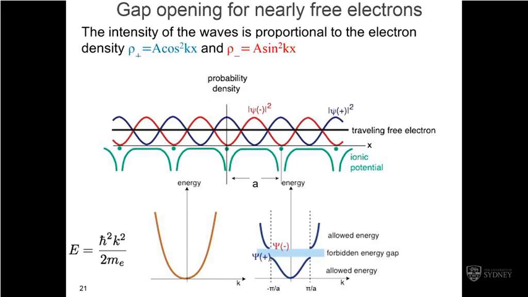Okay, so remember we now have, in the presence of this weak potential, a band gap here. What does that mean? It's a forbidden energy gap. It means that no electrons can occupy this space. No electrons, it's forbidden. Electrons can occupy here, and here, and here, and here.